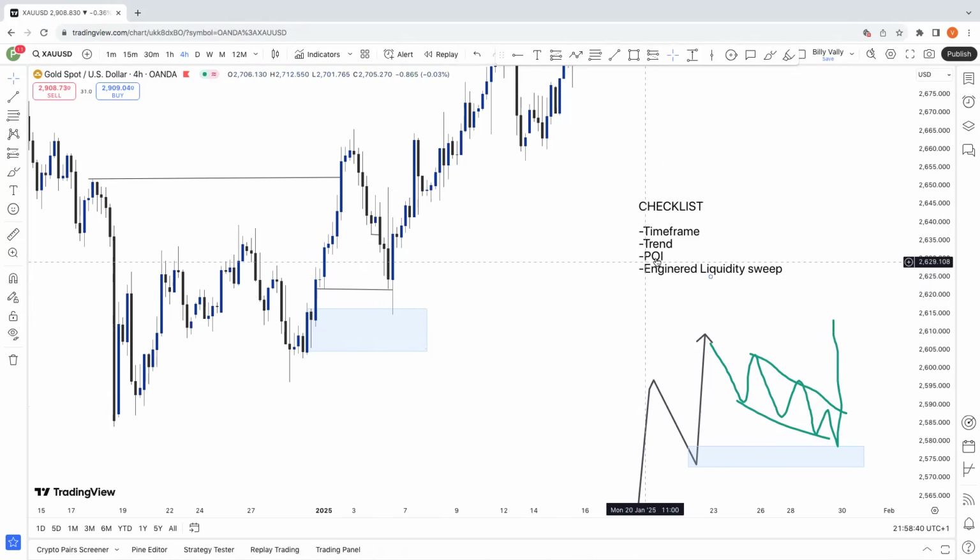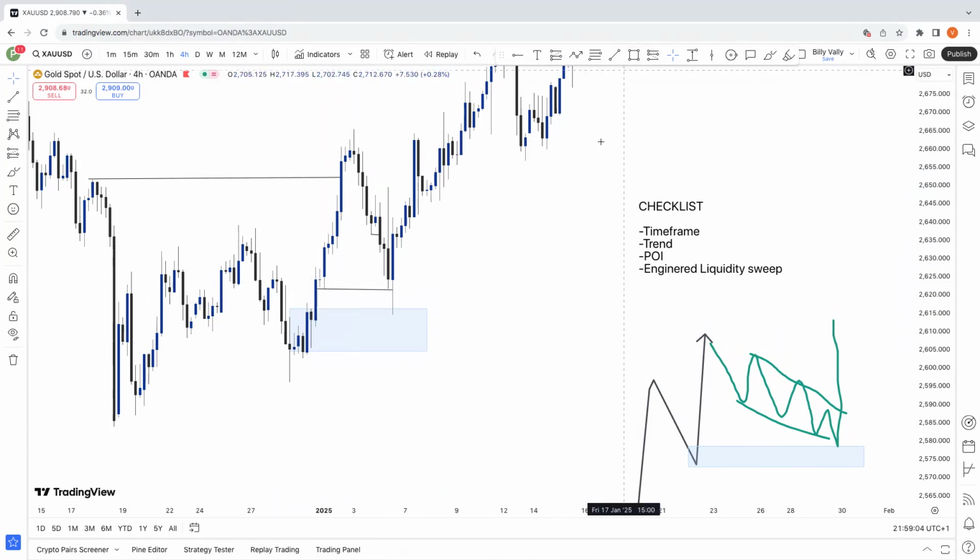So then, yes, our POI is our demand zone, and I've explained on this channel as well that for a demand zone to be valid, there needs to be an imbalance before the demand zone, and also the demand zone has to break structure, right? Now, this demand zone here broke structure, right? It gave us a change of character, and it also left imbalances behind, right?